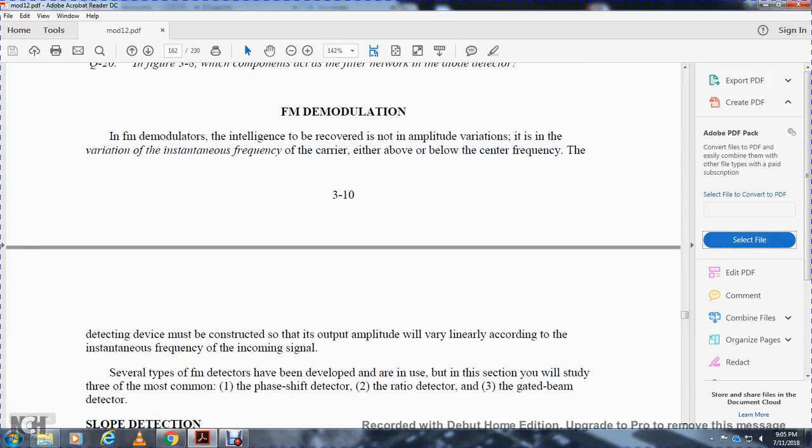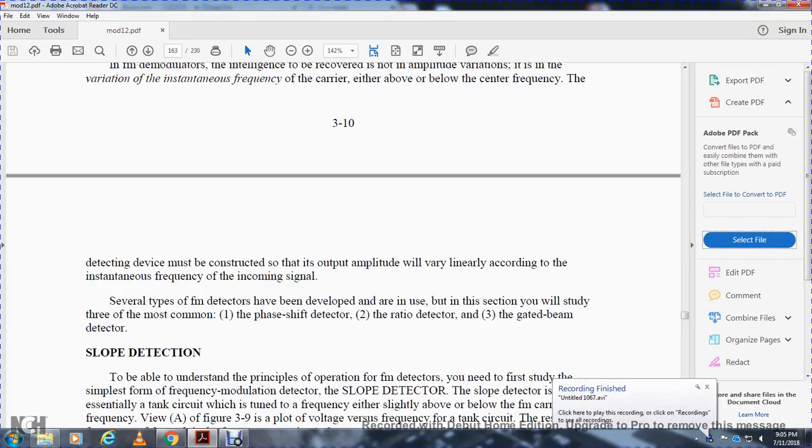The detecting device must be constructed so the output amplitude is very linear according to the instantaneous frequency of the incoming signal. Several types of frequency modulation detectors have been developed. Of the types, the three most common are the phase shift detector, the ratio detector, and the gate beam detector.